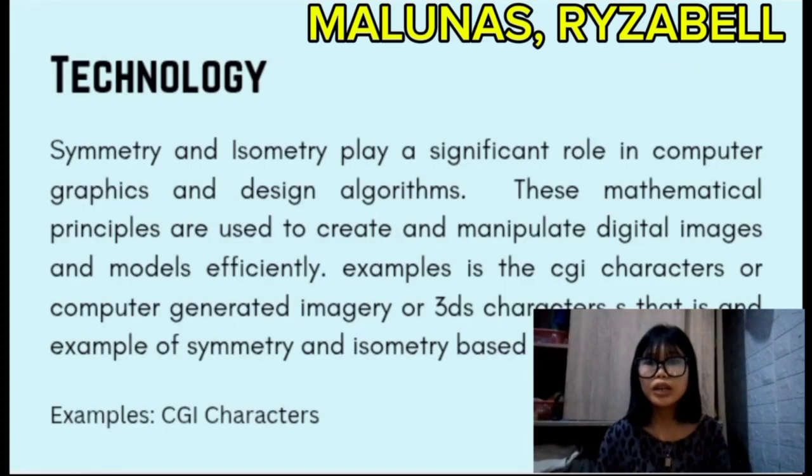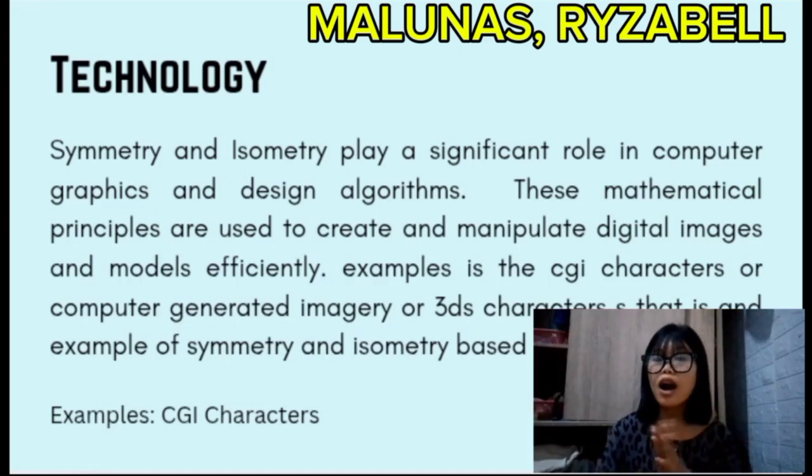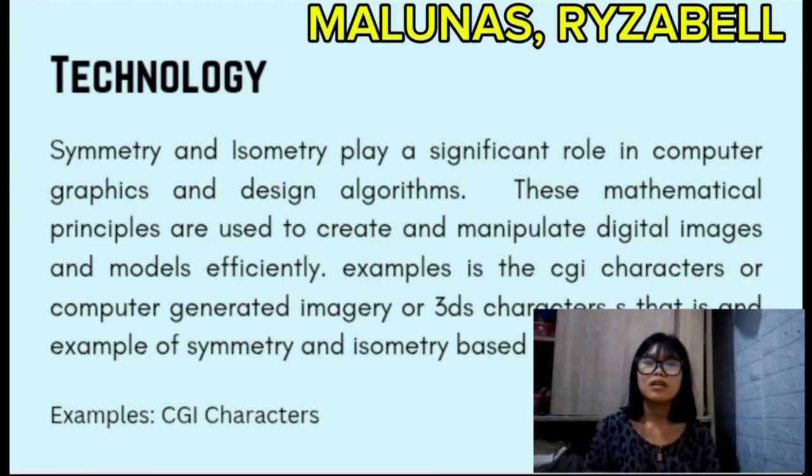So another one is technology. Technology consists of isometry and symmetry. An example for this is CGI characters, which is computer generated imagery. Because computer generated imagery consists of 3D images, that is an example of isometry.